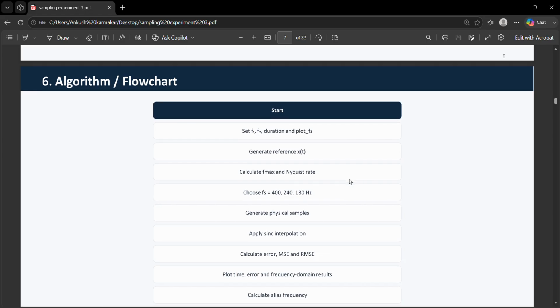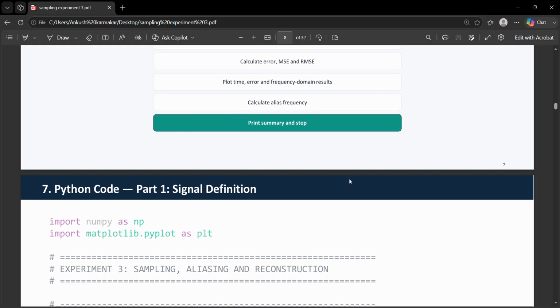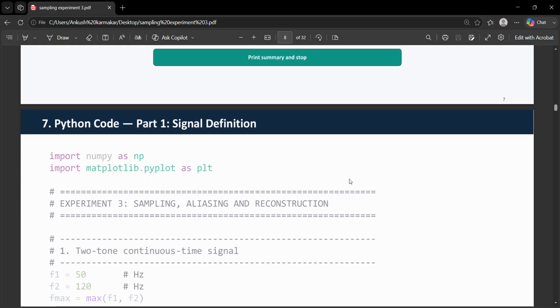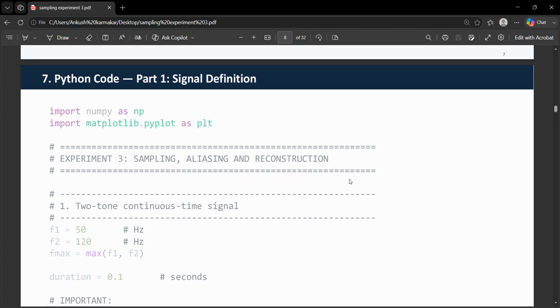Here is the algorithm or flowchart of the program, and here is the Python code of the program. I use a plotting resolution of 10 kilohertz. Again, this is only the numerical resolution for representing the continuous time waveform, and this is not the actual sampling rate.